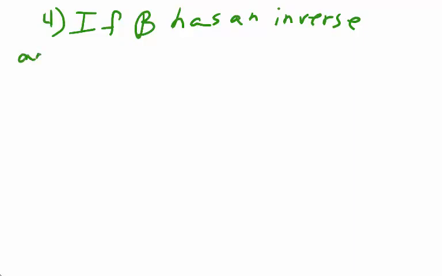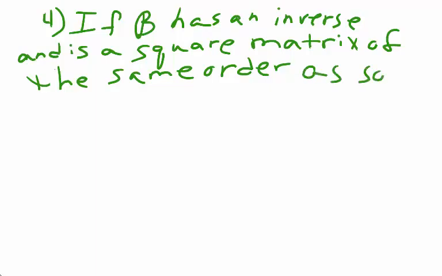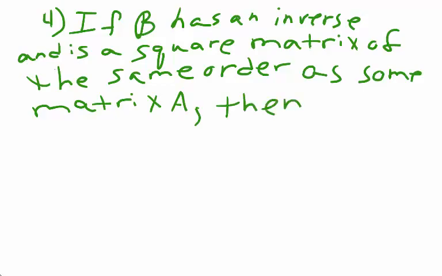Another property states that if B has an inverse, and is a square matrix of the same order as some matrix A, then the trace of A is equal to the trace of B inverse AB.